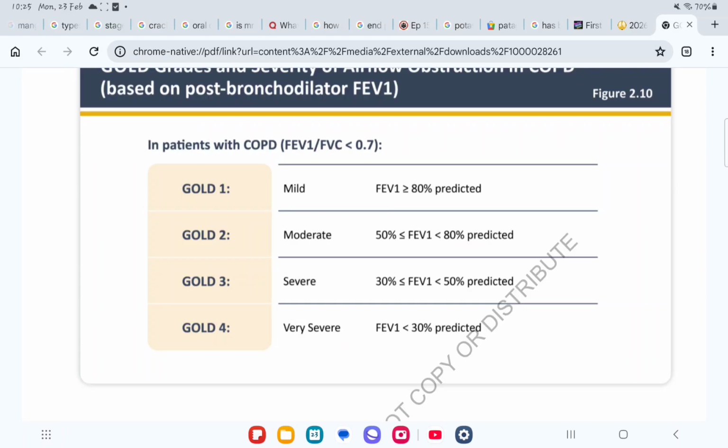These are the GOLD classifications. GOLD 1 is mild, 2 is moderate, 3 is severe, 4 is very severe. So FEV1 more than 80% of predicted, 80 to 50, 50 to 30, and less than 30.